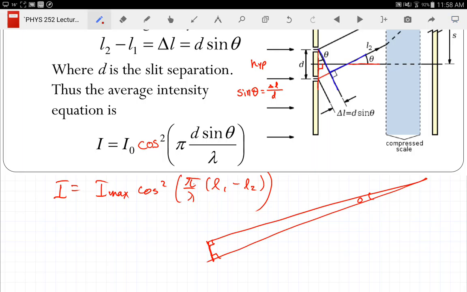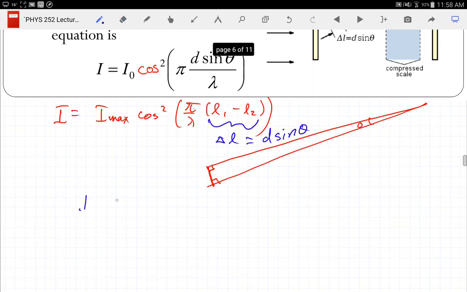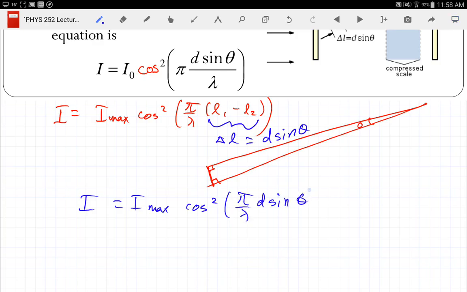And so this here is just delta L, which is equal to d sine theta. And so I get the equation then that I is equal to I max cosine squared of pi over lambda times d sine theta. Now this tells me how the intensity fluctuates. So what angles, what arguments for cosine squared are going to give me 0 for intensity?